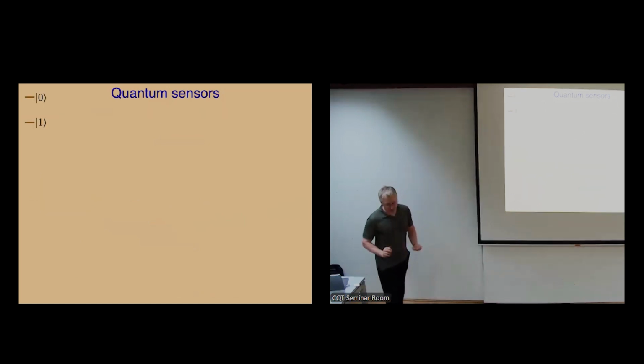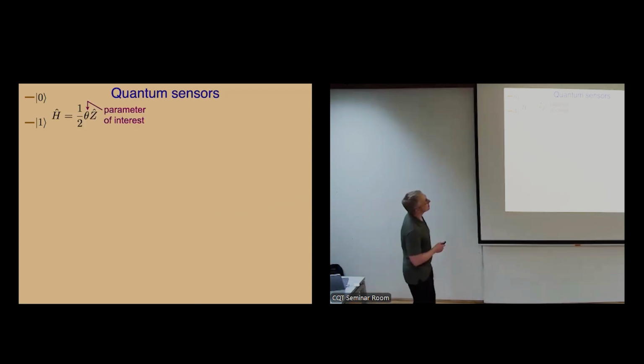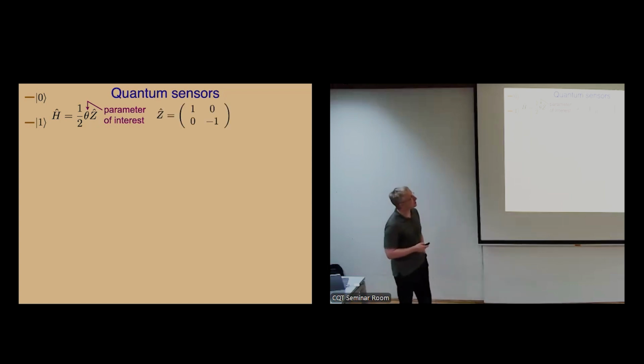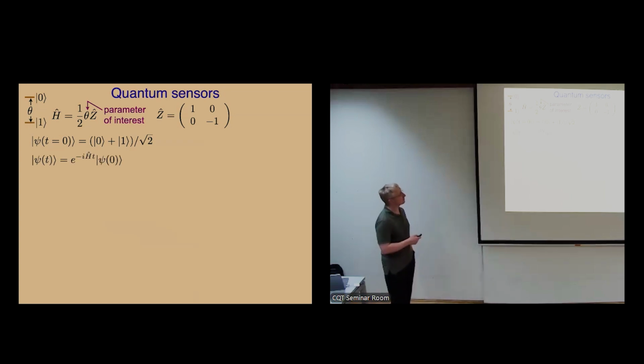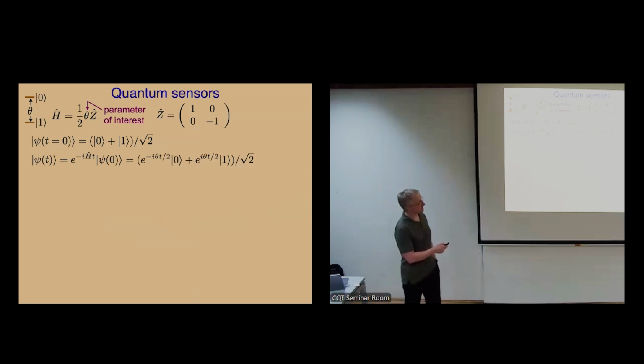So let me start really, really basic and show how the simplest quantum sensor works. Suppose you have a two-level system described by the Hamiltonian 1/2 theta Z, where theta is a parameter of interest, and Z is the Pauli Z matrix. So you immediately see that theta is just the splitting between these two levels, and we want to measure it. The way you do this, you prepare the state 0 plus 1, and then you evolve it under this Hamiltonian, and then the state 1 picks up a phase theta t relative to state 0.